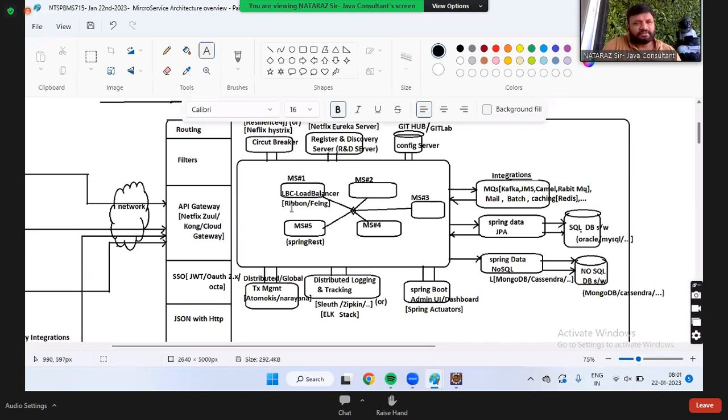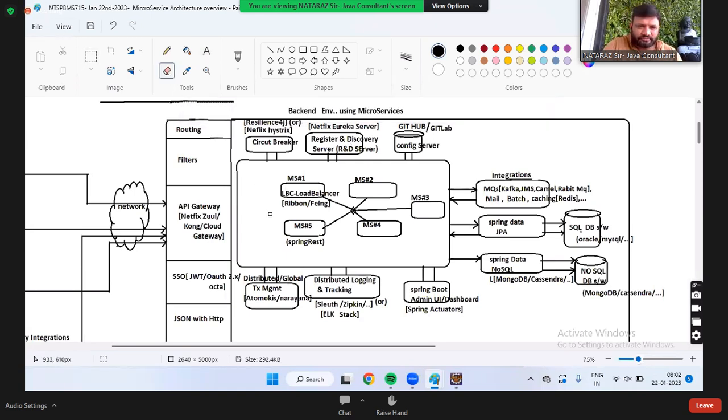Yes or no, boss? So that means what happened? In the Eureka server, we just keep the details of Feign.